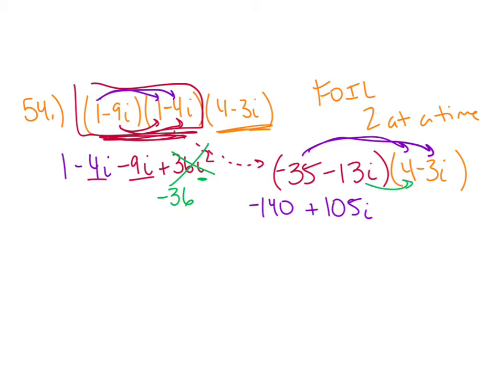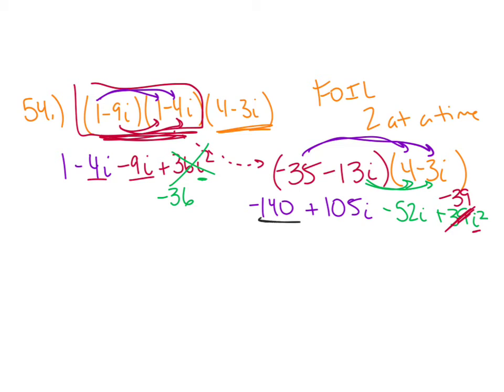Now, negative 13i is going to go over to 4. So I do negative 13 times 4. I end up with negative 52i. Now I'm going to do negative 13i times negative 3. It's going to be plus 39i squared. And then I have to remember that 39i squared turns into negative 39 because i squared is negative 1.